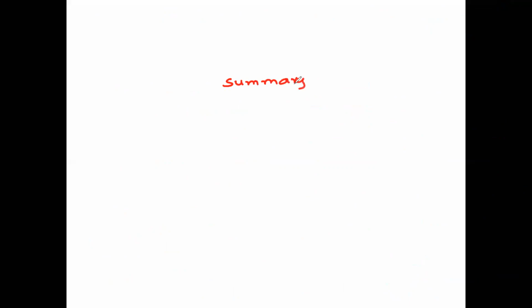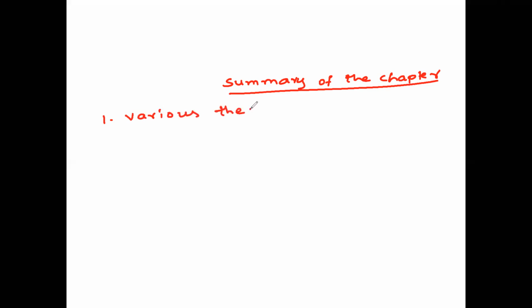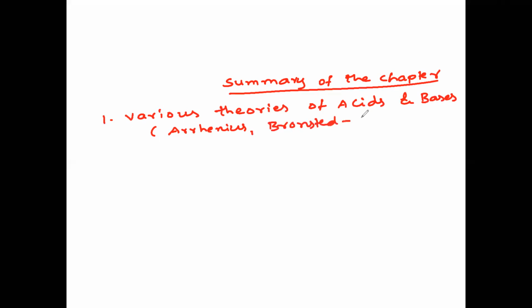Now, the summary of the chapter, the summary of ionic equilibrium, is very, very important. I'll clearly explain it to you. The first topic in this chapter is various theories of acids and bases. What are the theories of acids and bases? We have Arrhenius, Bronsted-Lowry concept, and Lewis theory.